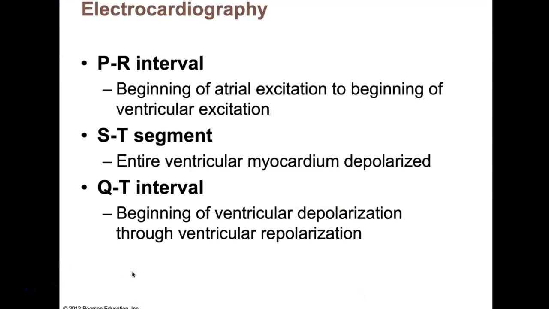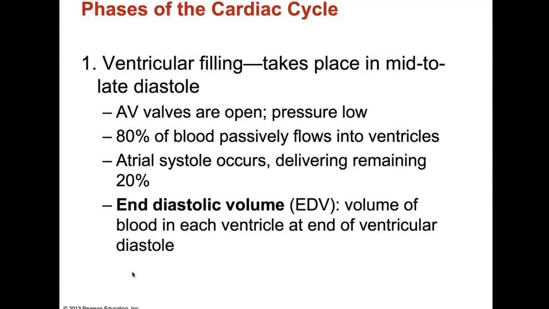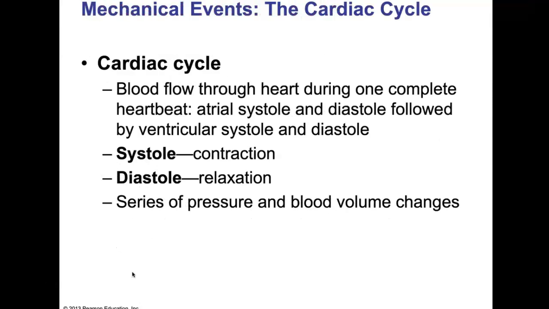So now that we've outlined the intrinsic system of the heart and detailed that on the ECG, let's talk about the cardiac cycle. The cardiac cycle includes all the events associated with the blood flow through the heart during one complete heartbeat: atrial systole and diastole followed by ventricular systole and diastole. These mechanical events always follow the electrical events that we just outlined in the ECG. By definition, the term systole refers to periods of contraction, and diastole refers to periods of relaxation.